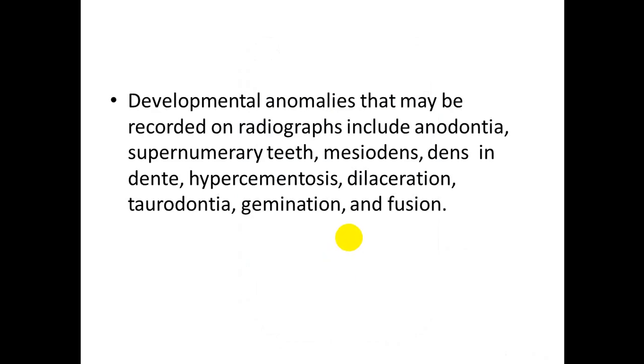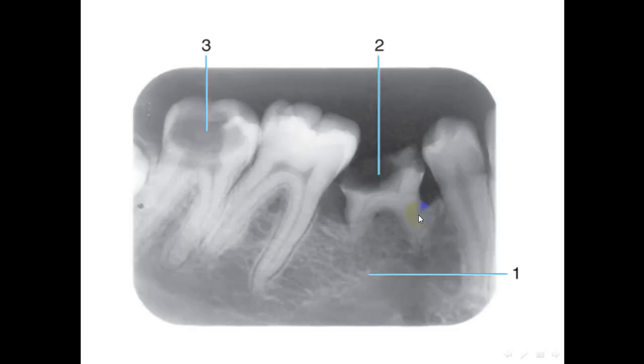Now we start with developmental anomalies that may be recorded on radiographs, including anodontia, supernumerary teeth, mesiodens, dens invaginatus, dens evaginatus, hypercementosis, dilaceration, taurodontia, and gemination and fusion. Here there is a congenital missing tooth.